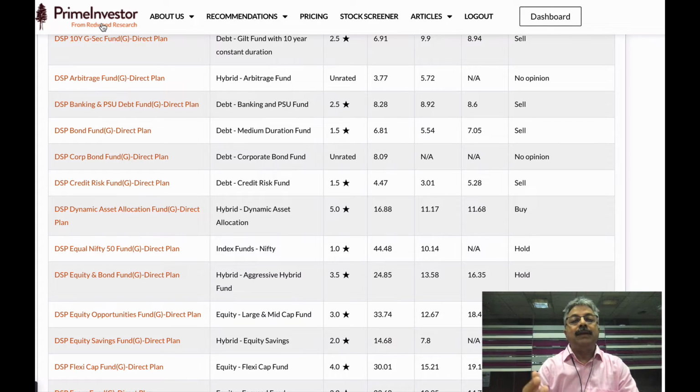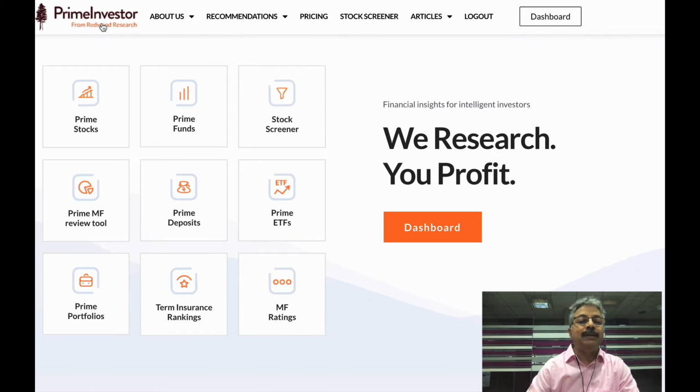So that is about the mutual fund universe. With mutual fund ratings, prime funds, the review tool, and prime portfolios and prime ETFs, we cover the entire universe of mutual funds and give you everything that you need to know to have a very good mutual fund portfolio.